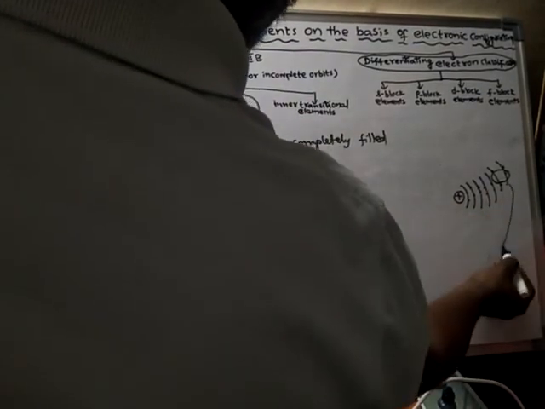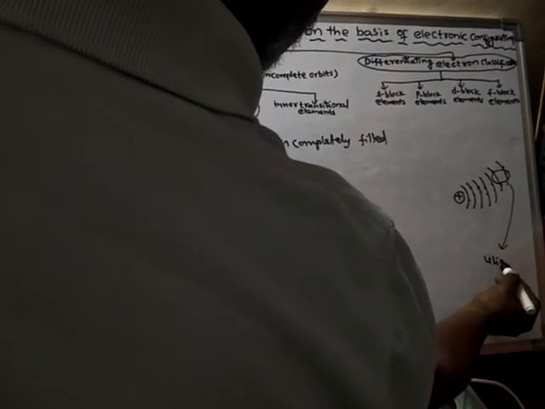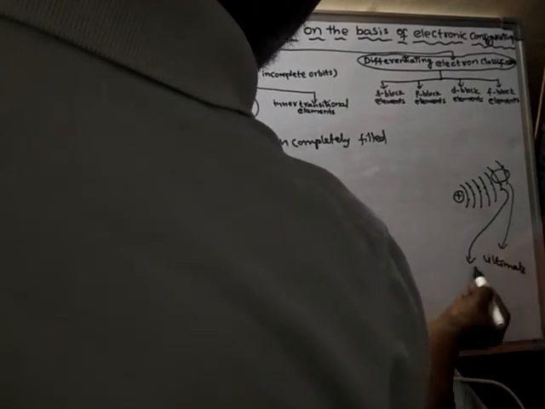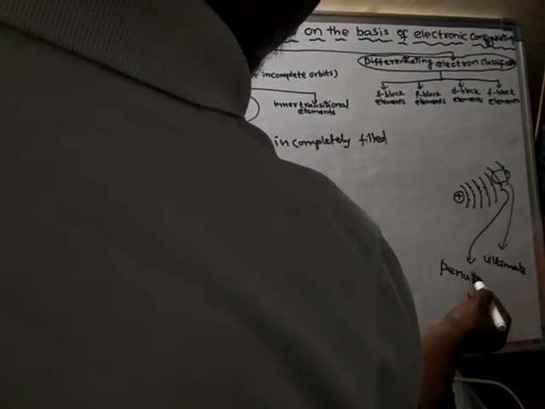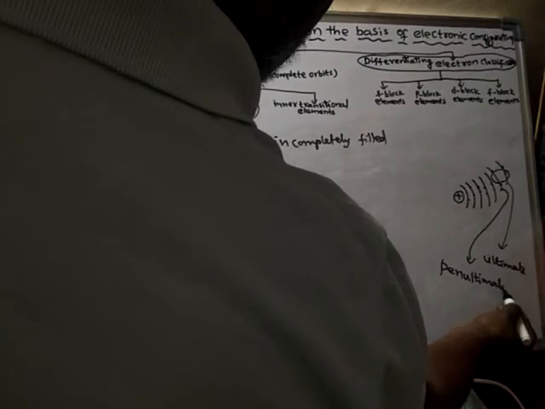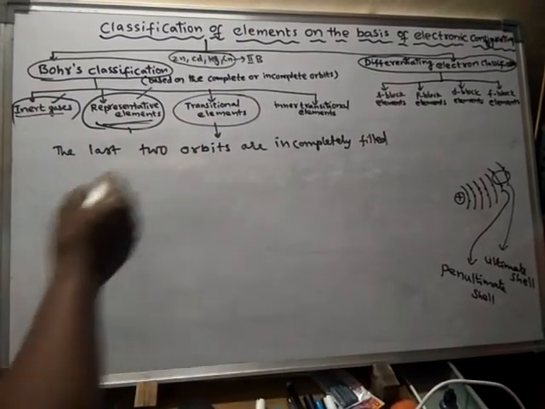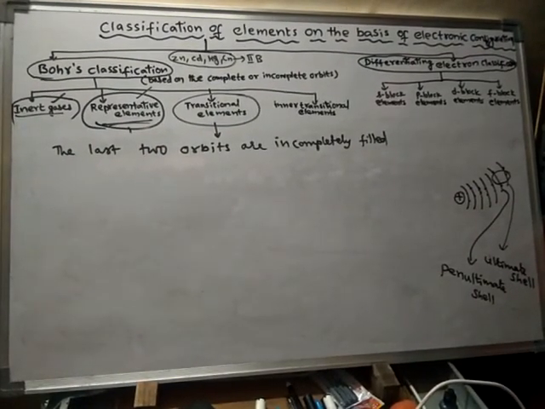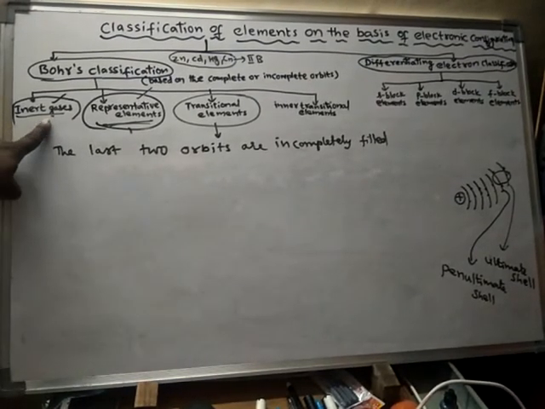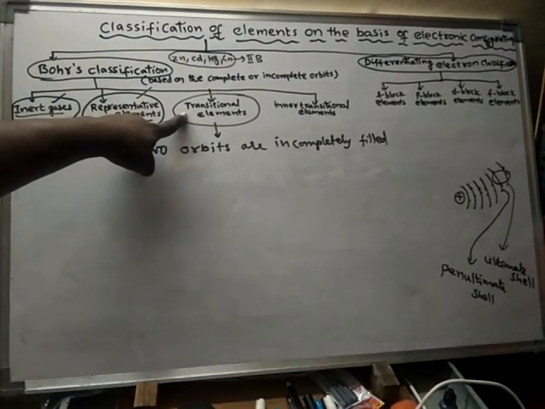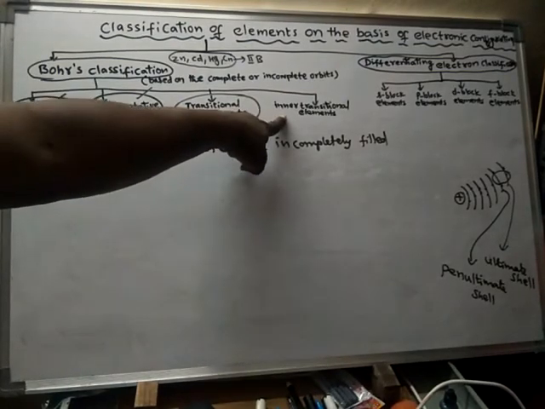The last orbit is said to be the ultimate shell, and the last but one orbit is said to be the penultimate shell. In these elements, the ultimate shell and penultimate shell both are incompletely filled. Here all the shells are completely filled. Here only one shell, the last shell, is incompletely filled. Here two shells are incompletely filled. Here three shells are incompletely filled.